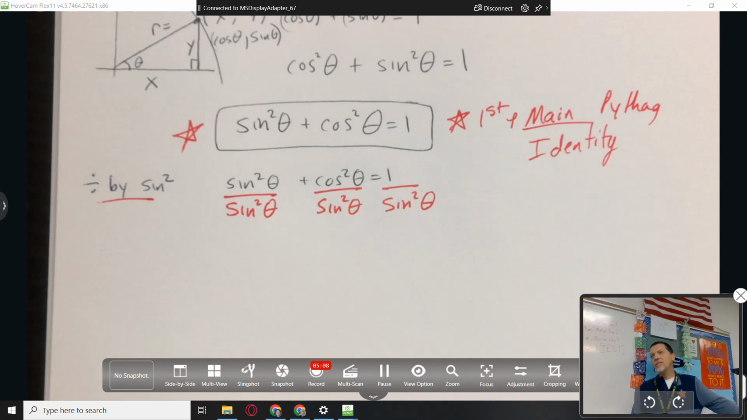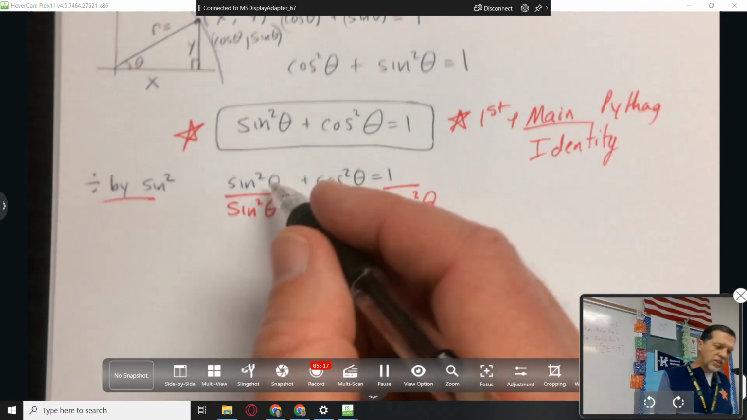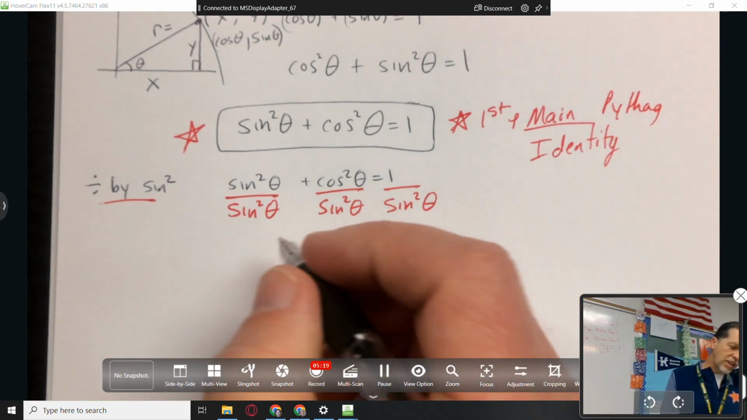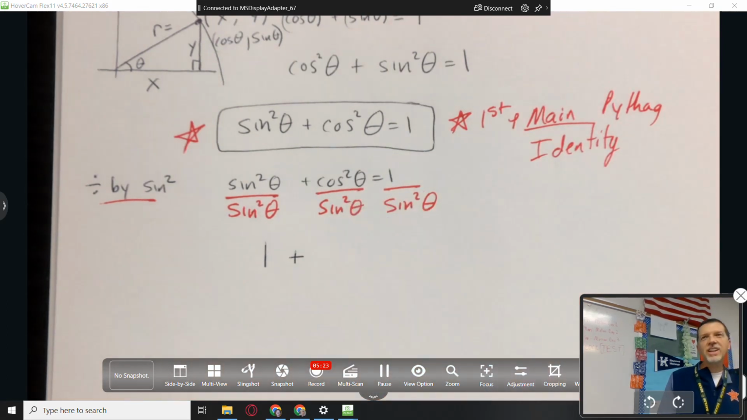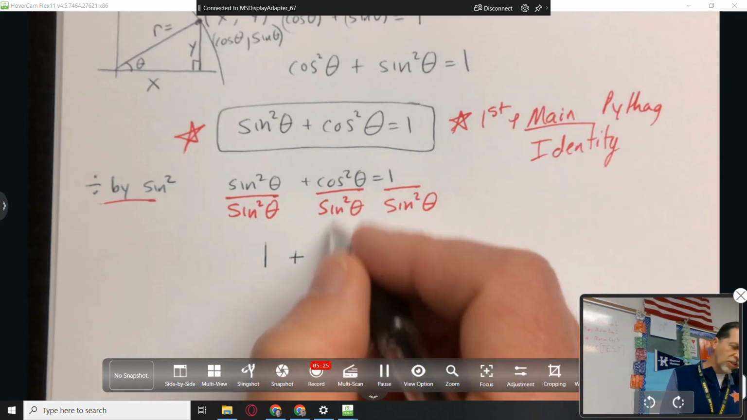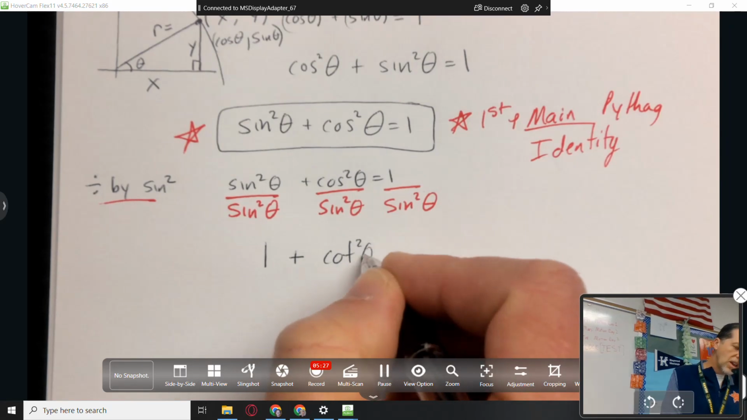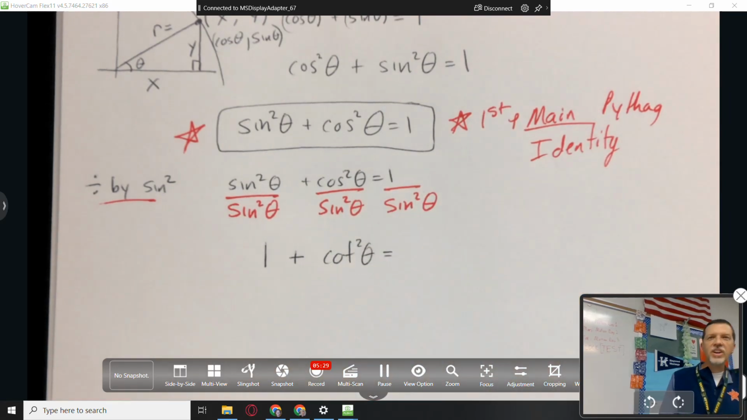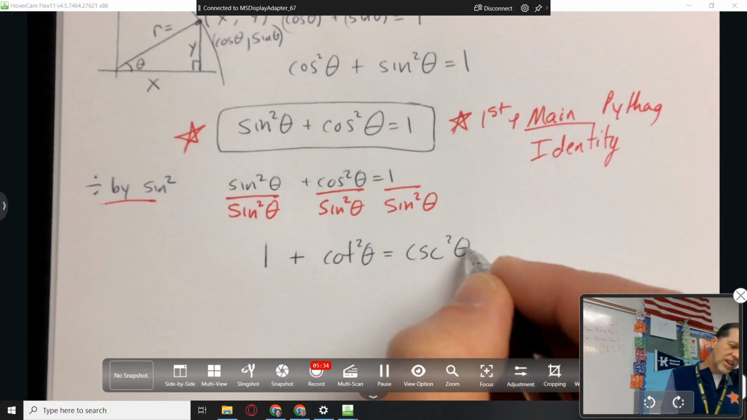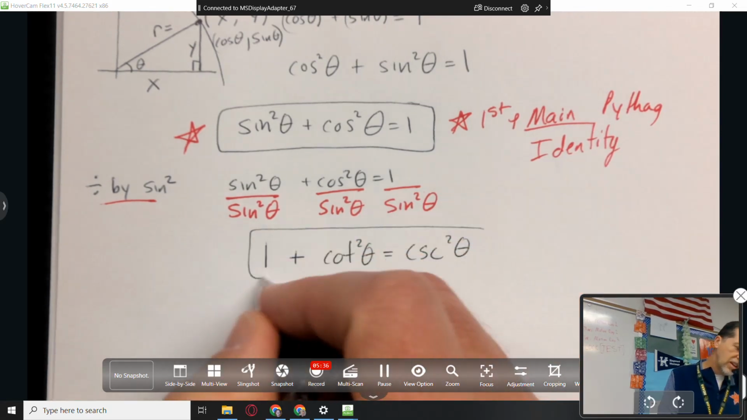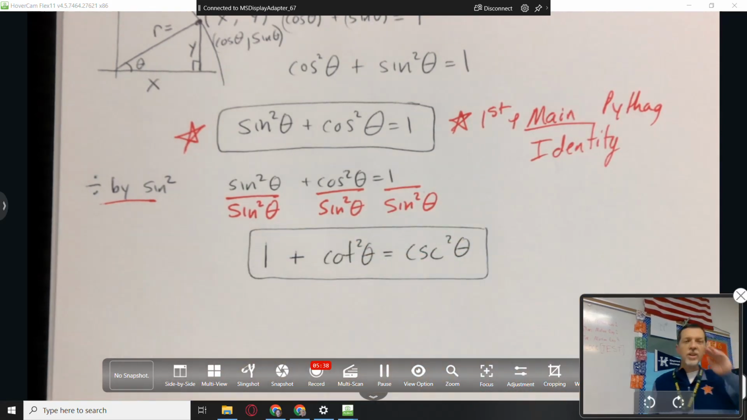And again, every year I need these, I have to do this to come up with the other two. I really do not remember what they are. I just know how to get there. What's sine squared divided by sine squared? 1. What's cosine over sine? Cotangent, so cotangent squared. And 1 over sine? Cosecant.